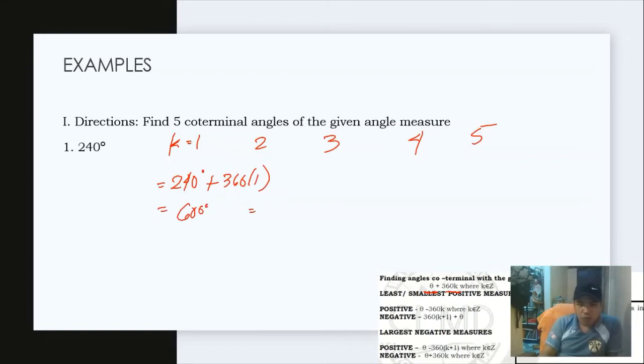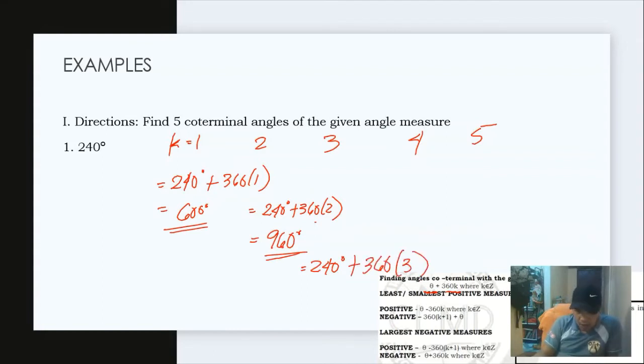If k is equals to 2, so 240 plus 360 times 2, this will be 720 plus 240 will give us 960 degrees. What if it's 3? So if it's 3, 240 degrees plus 360 times 3. So 240, 360 times 3, 1,080, so 1,320 degrees. So yun yung first 3 coterminal of 240.